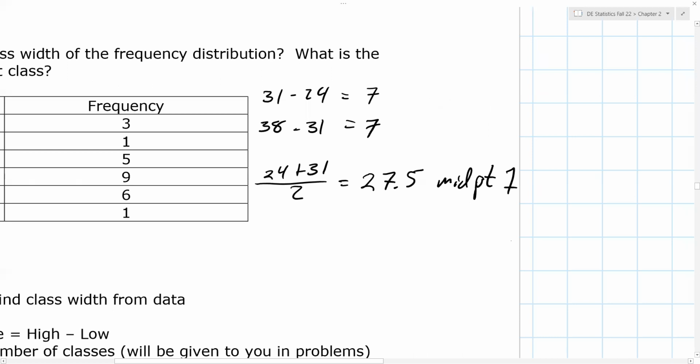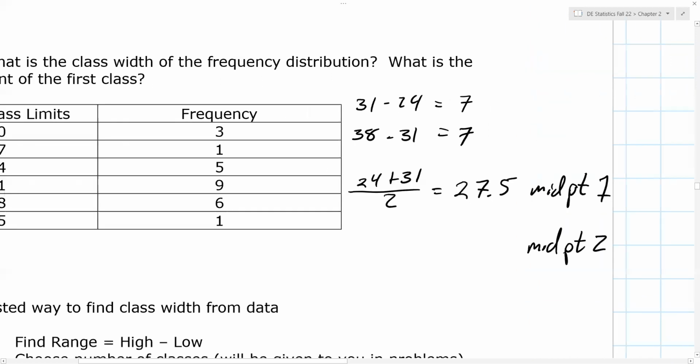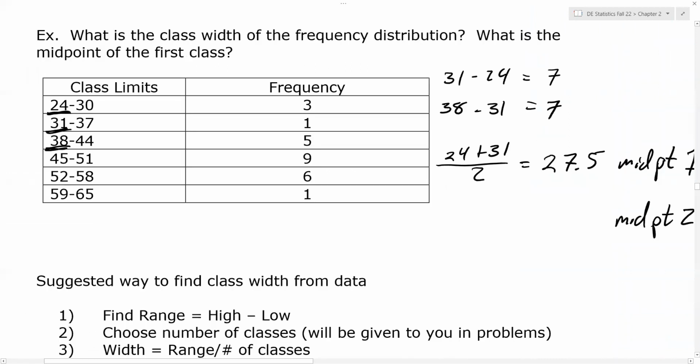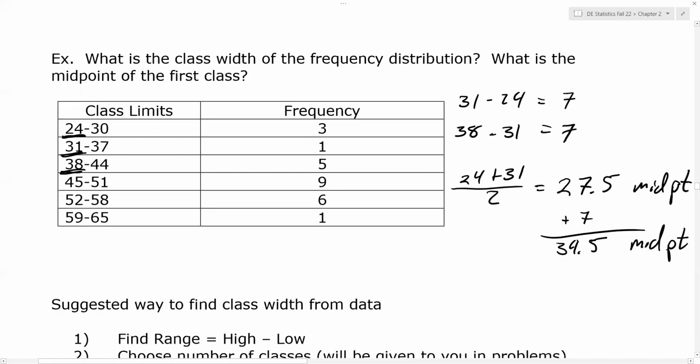I could either do that same averaging process with the next set of lower limits. So I would do 31 plus 38 divided by 2, or I can simply add 7, which is my class width, and come up with my next class midpoint. And again, you can double check to make sure that's correct by adding 31 plus 38 divided by 2, and you get 34.5. So that class width pattern shows up in multiple places, and you can use that to your benefit to make your life a little bit easier.